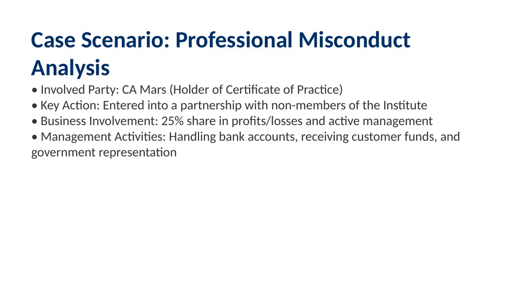Second, we must look at the nature of the activity. Under Clause 11 of Part 1 of the first schedule, a practicing CA is guilty of professional misconduct if they engage in any business or occupation other than the profession of accountancy, unless they have obtained specific and prior approval from the Council. This is a key point. Prior approval is mandatory.